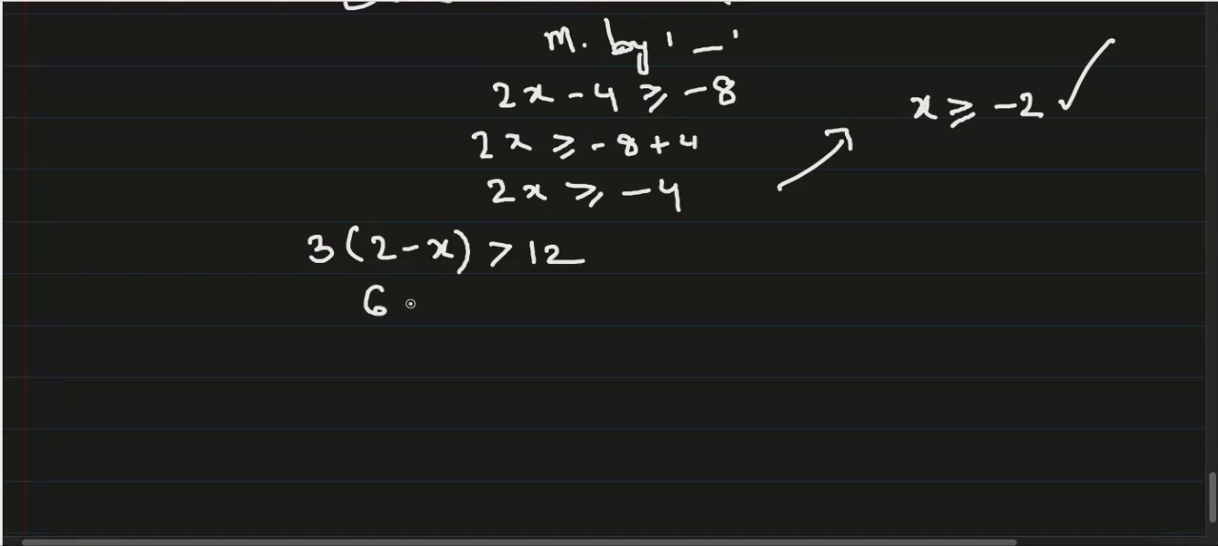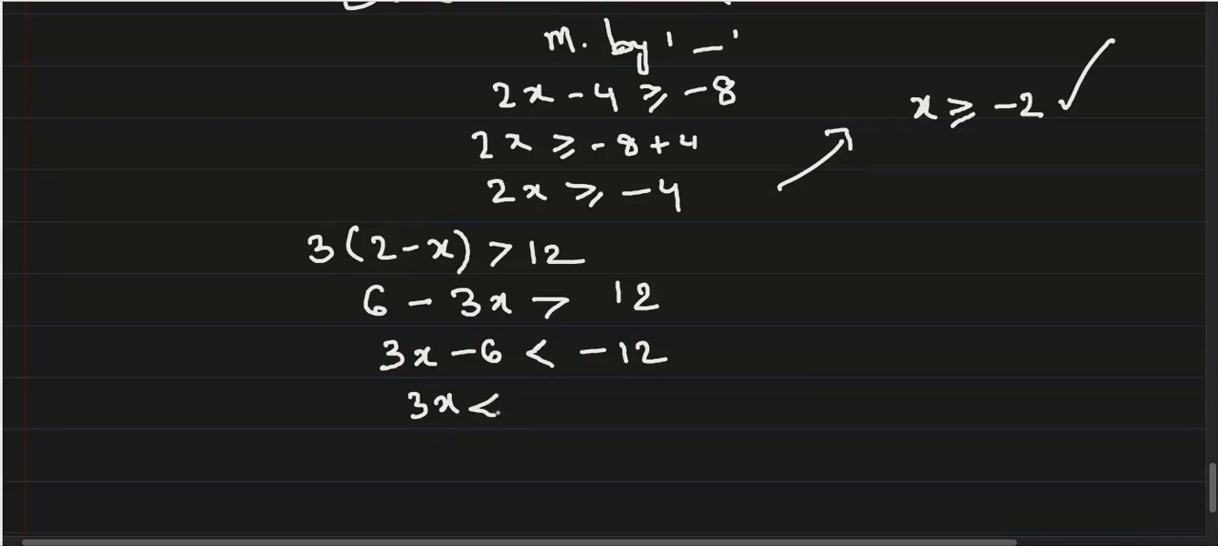3 2s are 6 minus 3x is greater than 12. Multiplying both the sides by a negative sign, this becomes 3x minus 6 greater than, no, multiplying means we have to change the sign, lesser than negative 12. Got it? Here 6 goes that side, becomes positive 6. 3x is less than negative 12 plus 6, which is negative 6. 3 goes that side, becomes division, so x is less than negative 6 divided by 3, which is negative 2. So x is less than negative 2 is your answer.